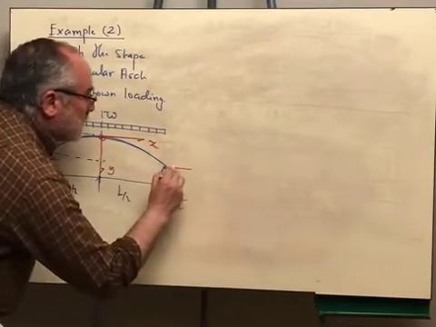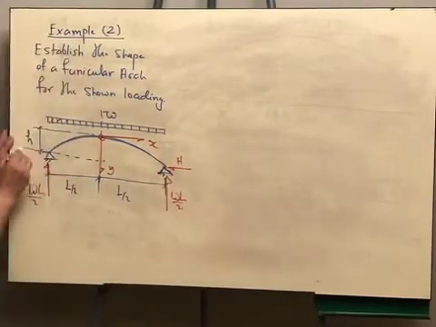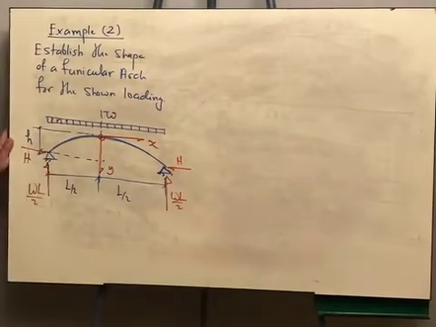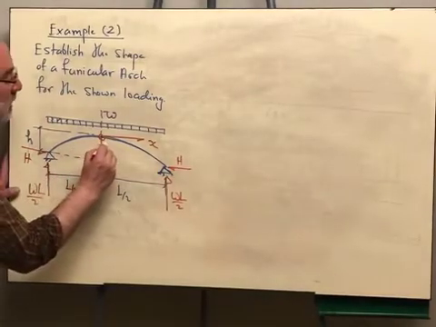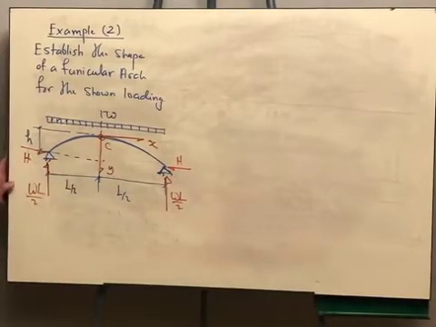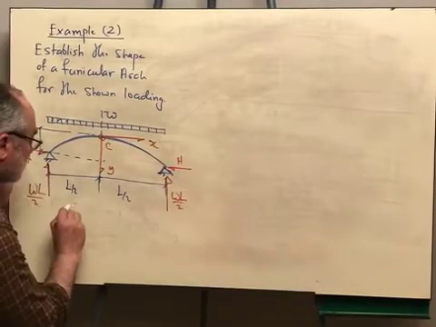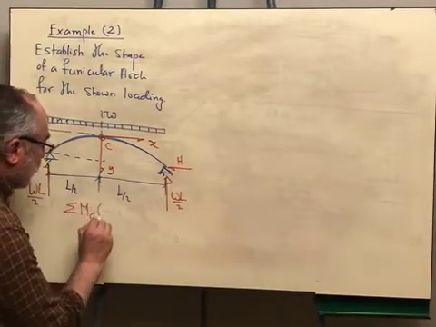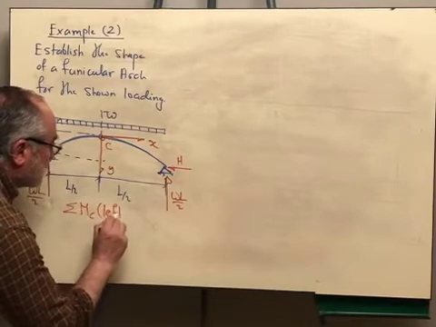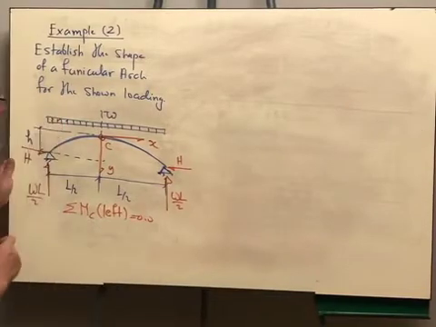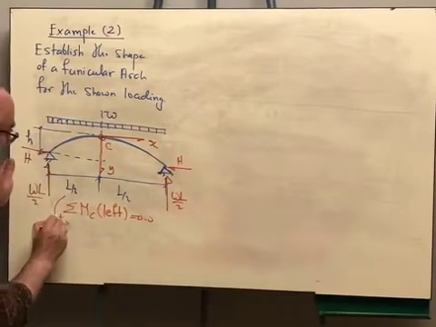There will be a horizontal reaction H and another horizontal reaction H. How can we get the horizontal reaction in terms of the parameters given to us? We can take moments about point C, for example. So I will say the summation of moments about point C from the left is equal to 0. This is the positive direction.